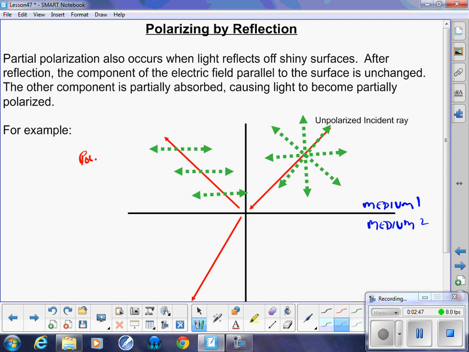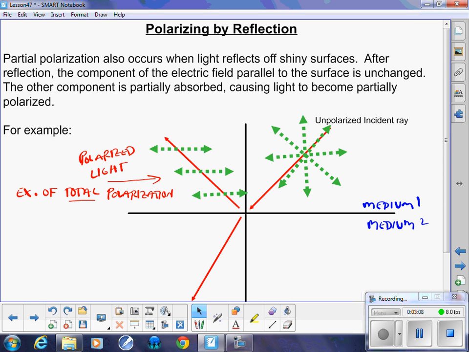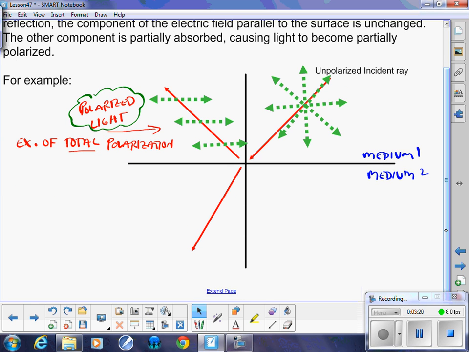So we get this kind of reflection, and the result is polarized light. And this is an example of total polarization. All right, so this is ideal. In order for that to happen, we have to have the unpolarized light strike at a particular angle, and I'll talk about that in a second. So this is the unique situation. This is ideal, I guess, if you're looking for polarizing light off of a shiny surface.